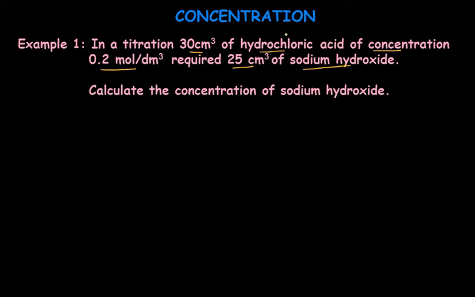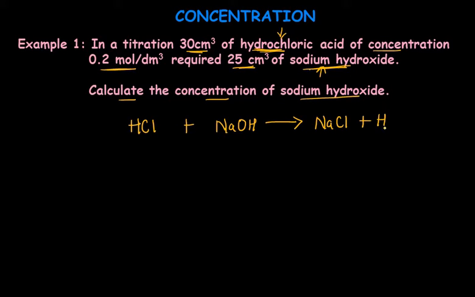Now this is a titration carried out between hydrochloric acid and sodium hydroxide, where we know some of the quantities of hydrochloric acid and we know the volume of the sodium hydroxide. Calculate the concentration of sodium hydroxide. So the first thing which we are going to do is write a balanced equation for the reaction between these two species, that is hydrochloric acid and sodium hydroxide. Once these two react, we know that the product is sodium chloride and water.